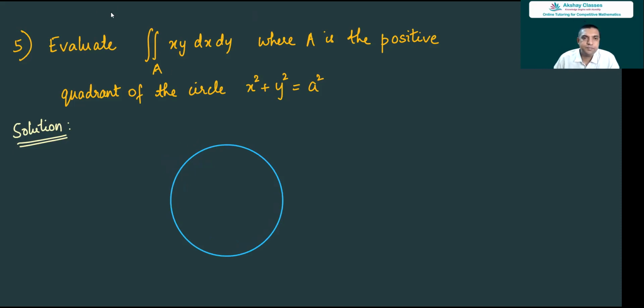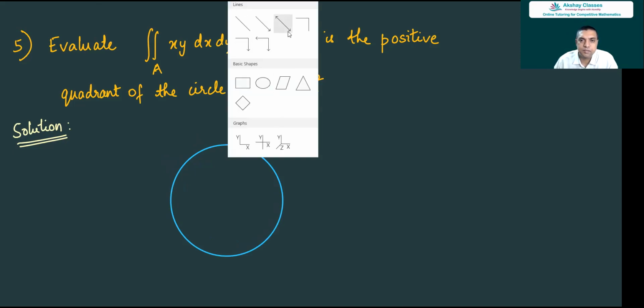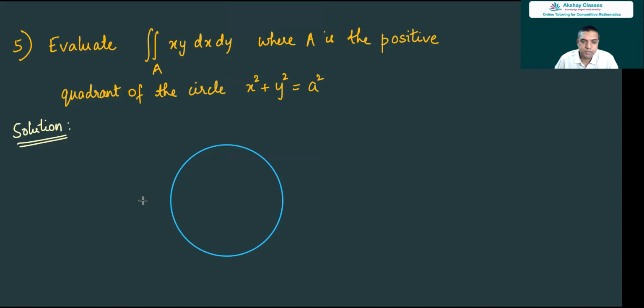So this is a circle, and this is the x-axis. This is the y-axis. So we need to integrate over the positive quadrant of this circle.